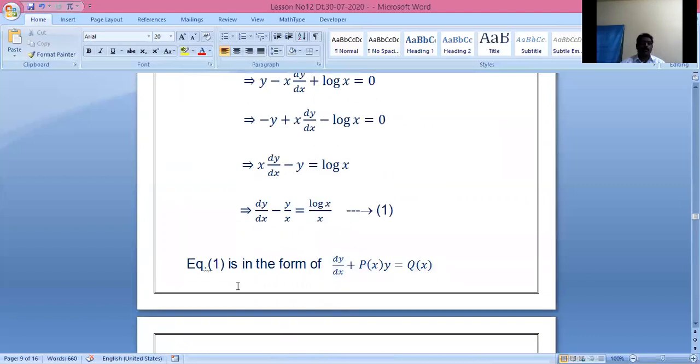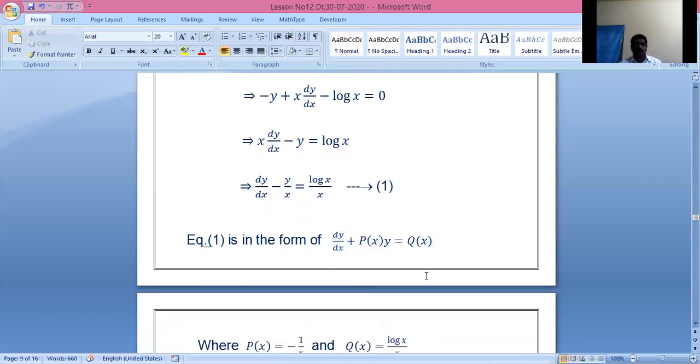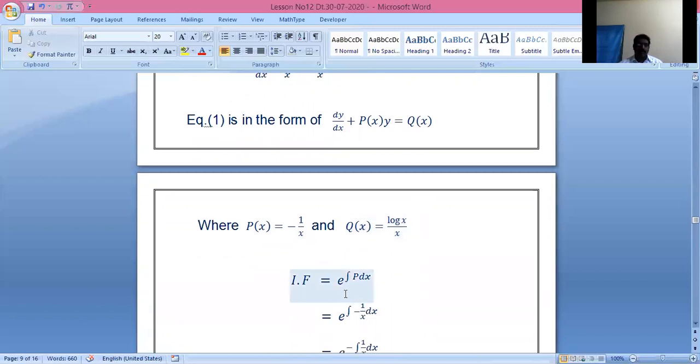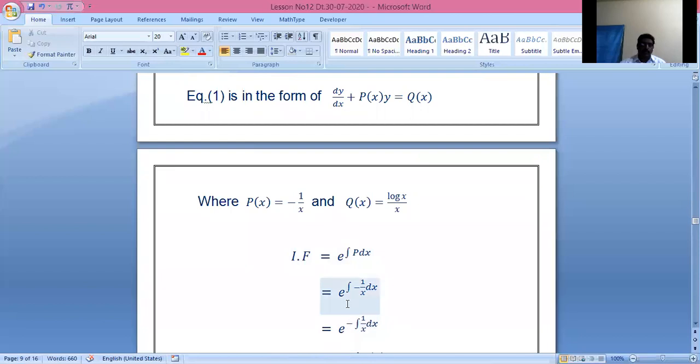Now equation 1 is in the form of dy by dx plus P of x into y is equal to Q of x, where P of x is equal to minus 1 by x and Q of x is equal to log x by x. IF is equal to e to the power of integration P dx. That is equal to e to the power of integration minus 1 by x dx.